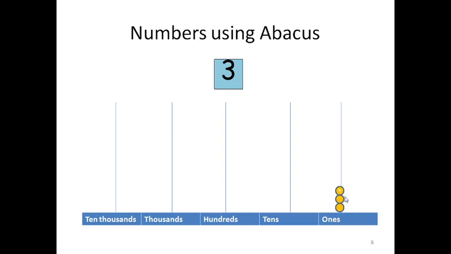2, 3. Okay. Let's take another digit. Then our number will be 53. This 5 is in tens place. This is 10. How many tens are needed to make 50? We need 5 tens. Here we need 5 tens.